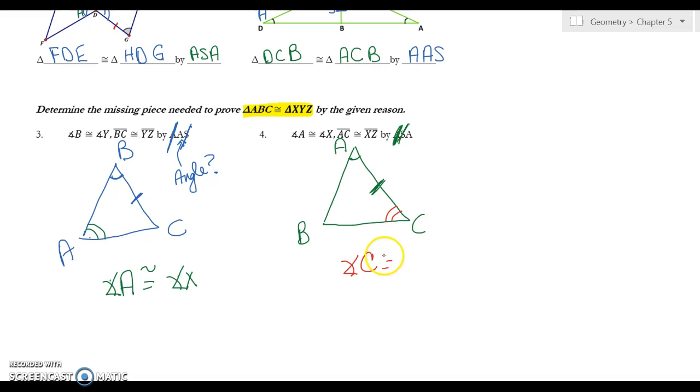So angle C has to be congruent to. Now I go back up here to the highlighted, and C was the third letter, so it's congruent to the third letter there. So it's congruent to angle Z.